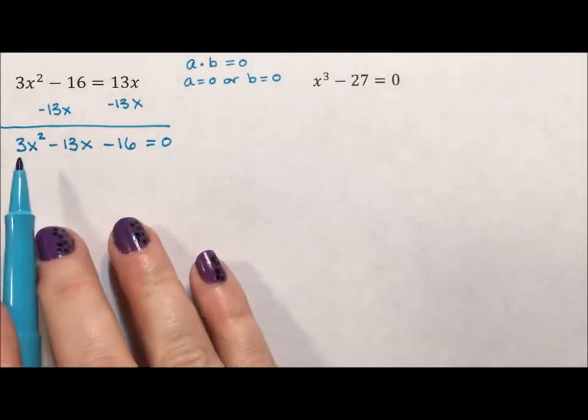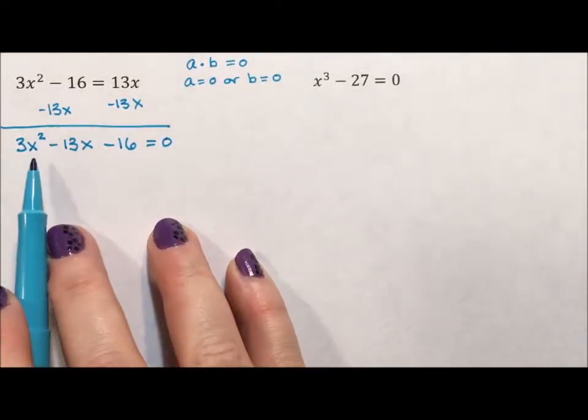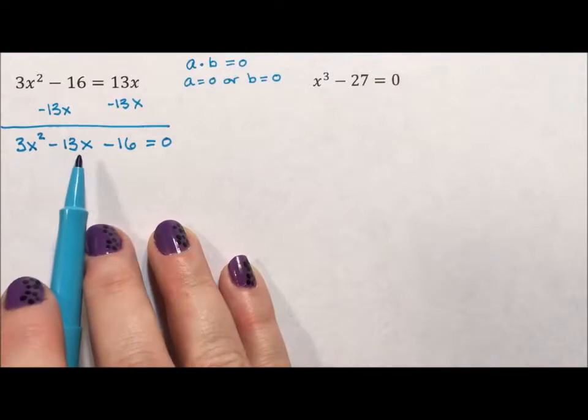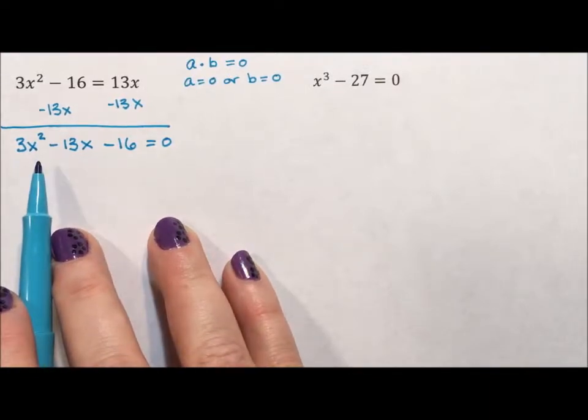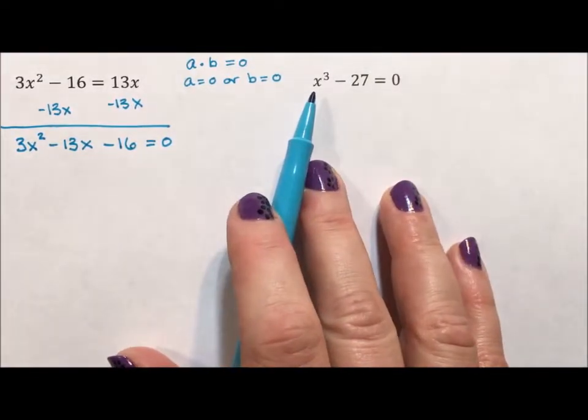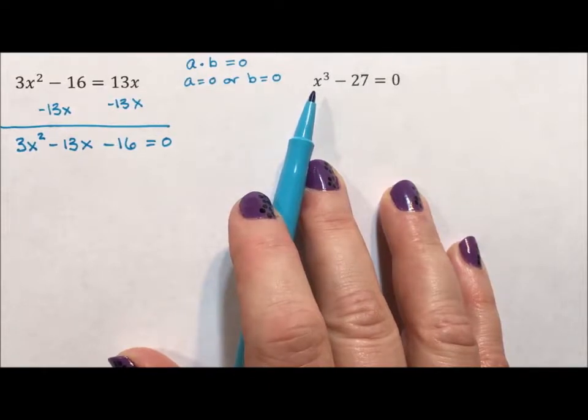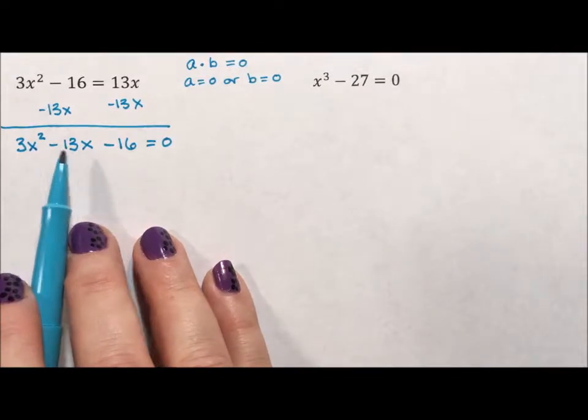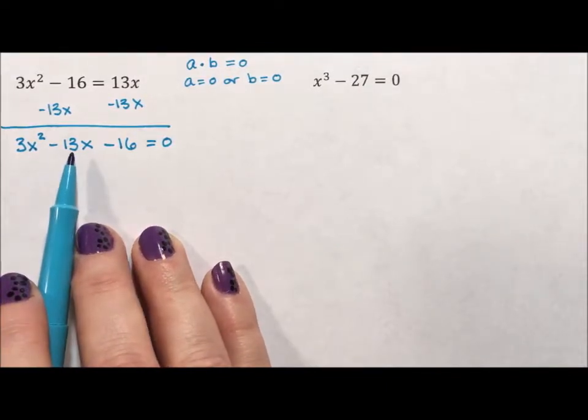Okay. I have variables in two of my terms. If I have variables in two of my terms, I need to factor first. If there's only one term with a variable, we can isolate and solve. We don't need to worry about factoring. But as soon as you see a variable in multiple terms, that's when we need to factor.